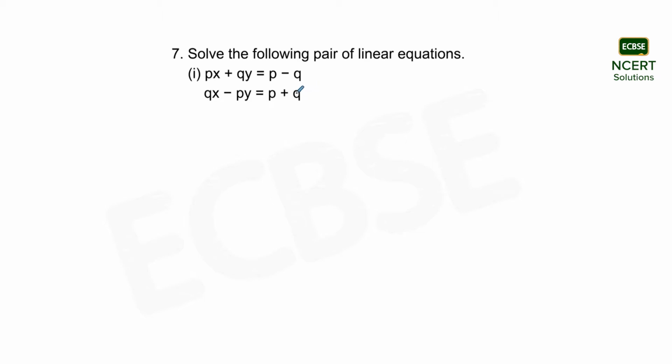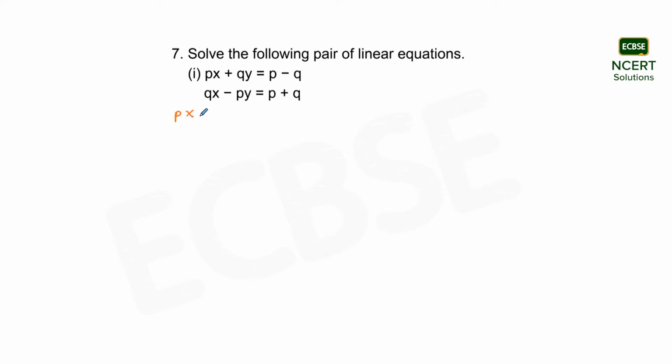As I know, in the elimination method, I need to ensure that the numerical coefficient of any of the variables, either x or y, is the same in both equations. If I focus on the variable y, I see that its coefficient is q in the first and minus p in the second. So in order to make their coefficients the same, I'll be multiplying both equations with such a number, or such a coefficient, that the numerical coefficient comes out the same for both equations. Let's see how I'll do it.